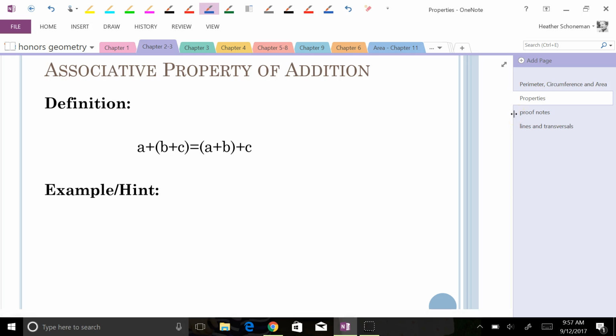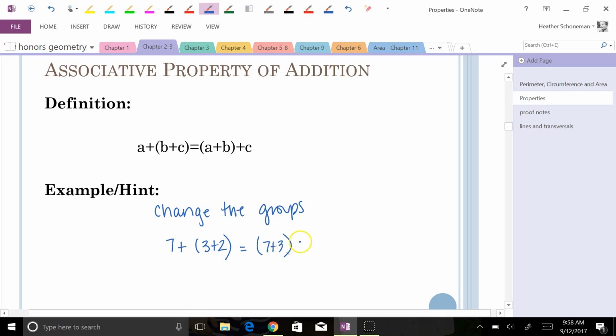The associative property says you can change the groups. If you think about who you associate with, people that go to Aquinas, you associate with the people that go to your church, the people that play your same sport. So what groups of people are you with? We're changing the groups. So I can change the groups when I'm adding. I can have 7 plus the quantity 3 plus 2, which is the same thing as adding 7 plus 3 first and then adding 2. Both add up to 12, so they're the same.